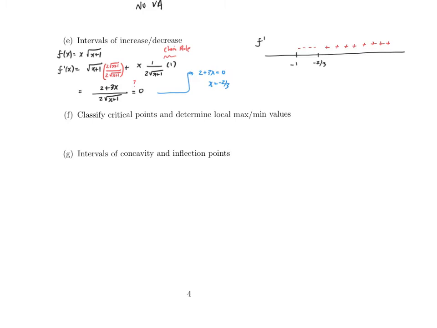And that gives us immediately the intervals of increase and decrease. We're increasing from minus 2/3 to infinity, and we're decreasing from minus 1 to minus 2/3. And at that critical point of minus 2/3, we are going from decreasing to increasing. So there is a local minimum at minus 2/3.